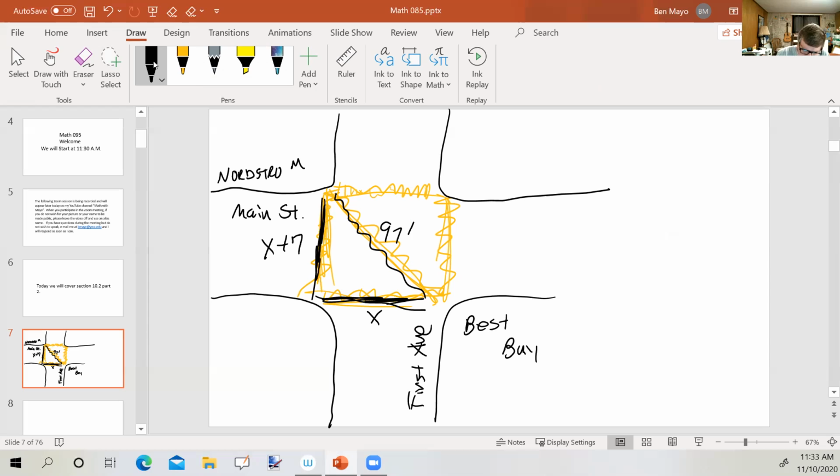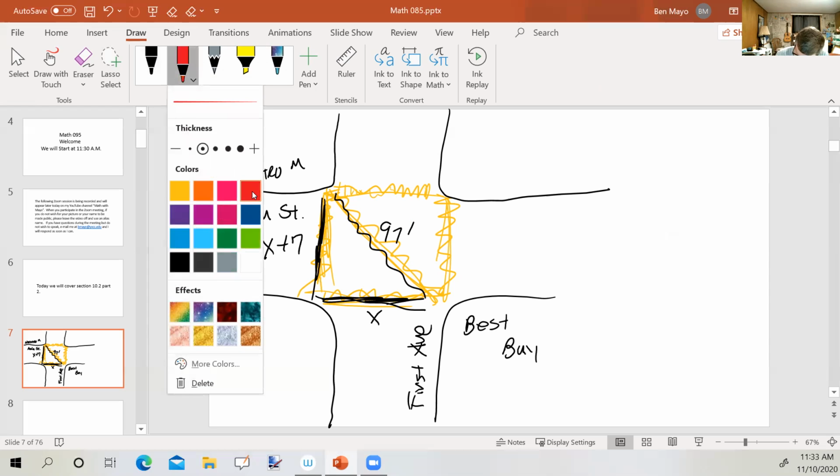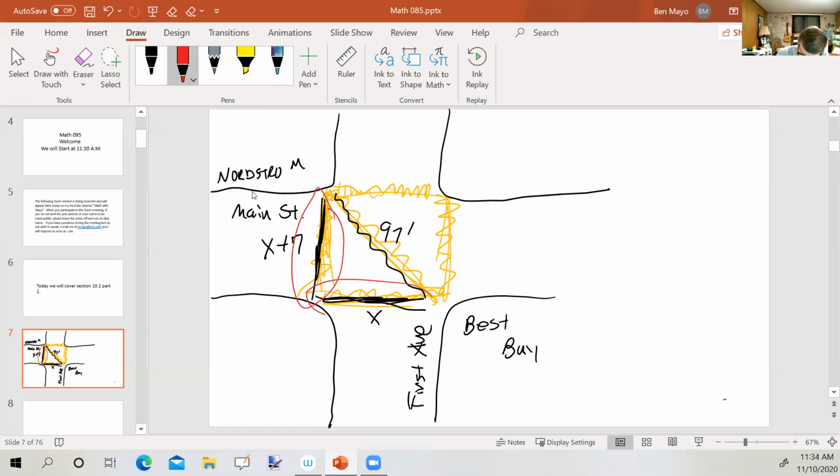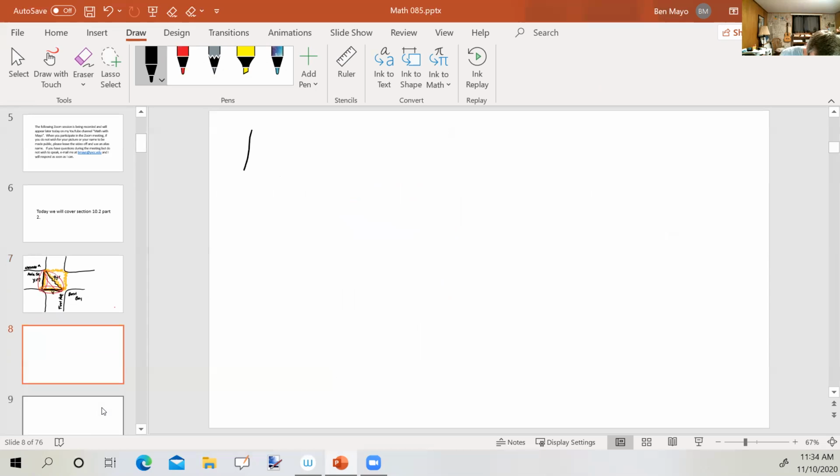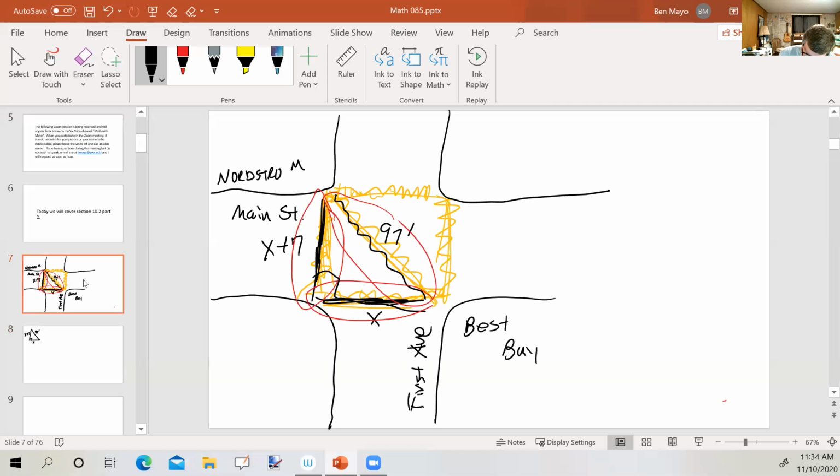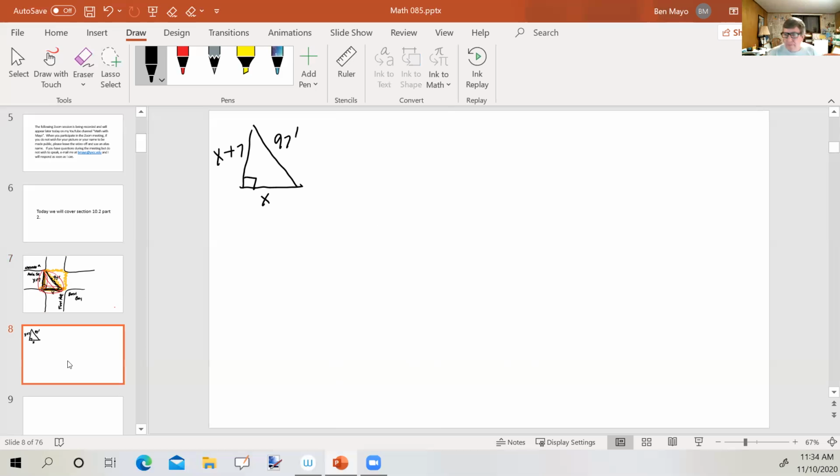So what we've got to do, we've got to figure out this distance plus this distance, and then subtract that distance to get how much distance they save. But what we're going to take from this whole picture is the triangle. Okay, so I'm going to go to the next page. This is 97 feet, this is X feet, and this is X plus 7. Okay, so we've got this right triangle. Now, we need to figure out what X is. Then we can find out X plus 7, etc., etc.